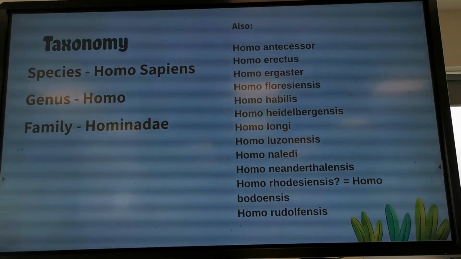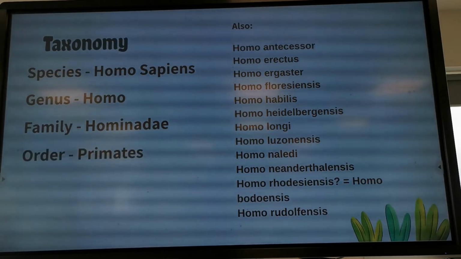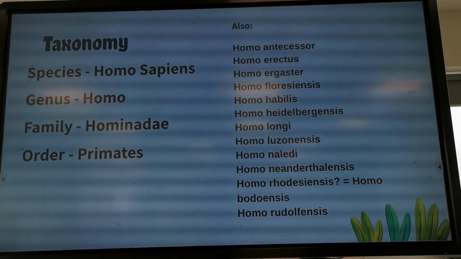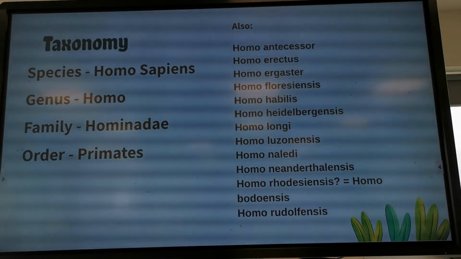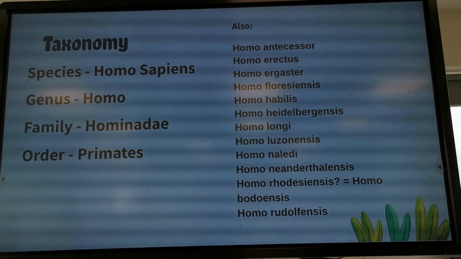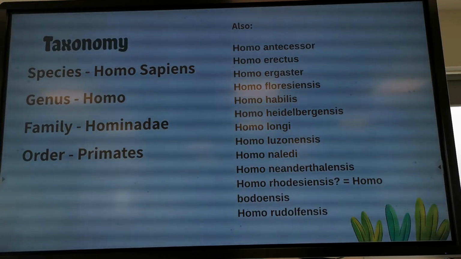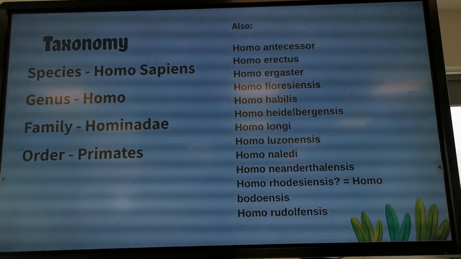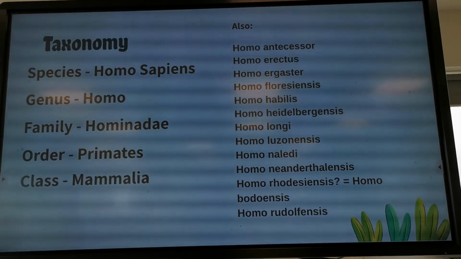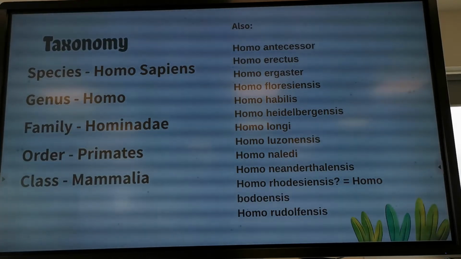And the Homos belong to the family called the Hominidae, which then belong to the order the primates. So the Hominidae family include things like the great apes, so chimpanzees, gorillas. Primates include things like monkeys, gibbons, lemurs, bush babies, and then the class is Mammalia. So the order of the primates then falls under the category of mammals.